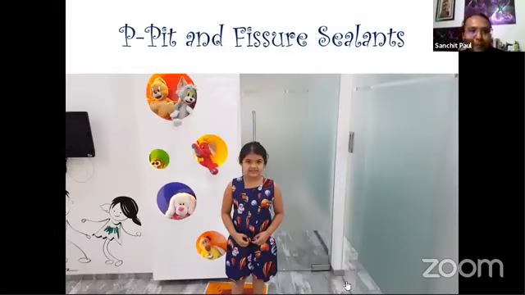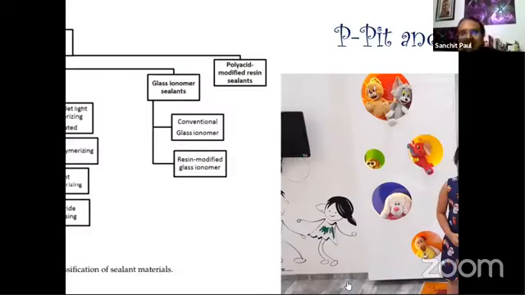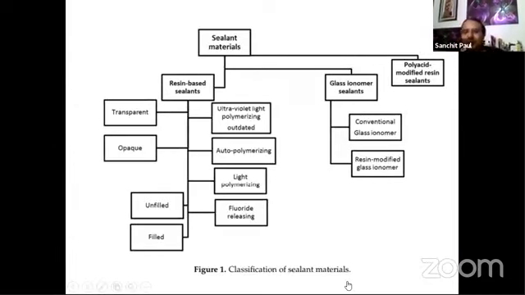To the next letter of P, which is Pit and Fissure sealants. Now, this P again, Pit and Fissure sealants, is almost synonymous with pediatric dentistry, but through this esteemed platform, we would like to highlight that it's not only for pediatric dentistry, it's actually for everyone else.